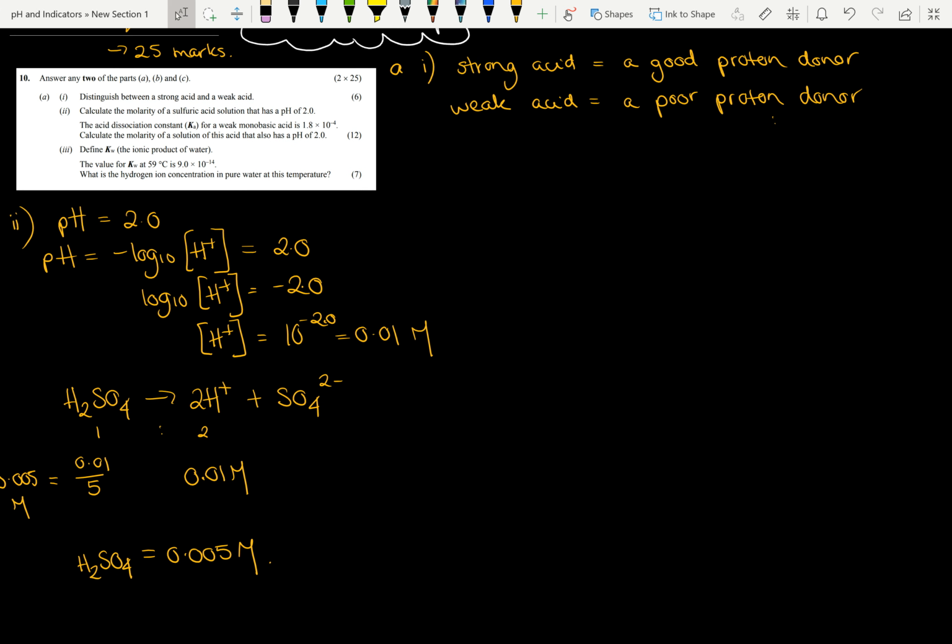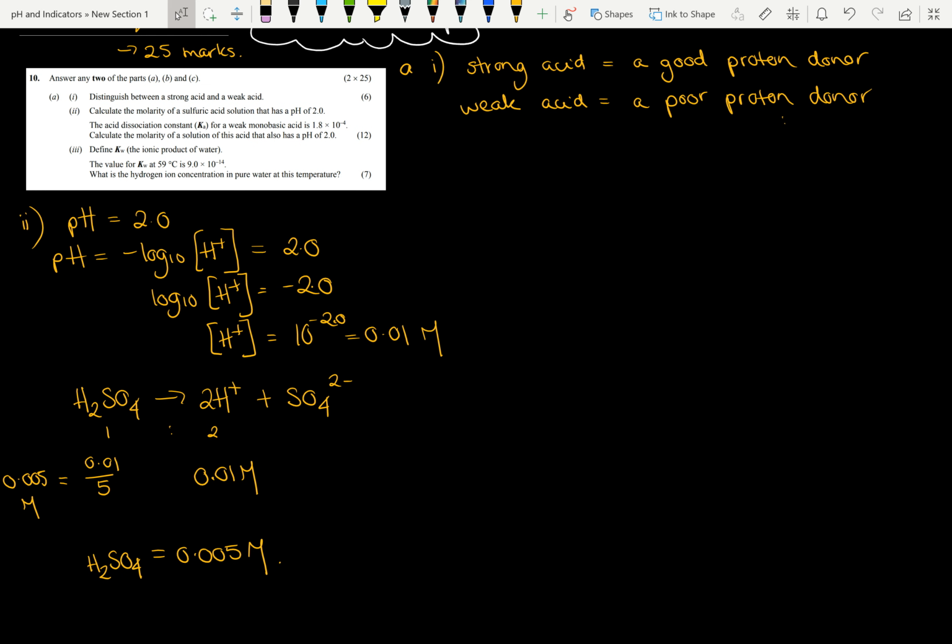Now the next question asks us to calculate the molarity of a solution of a weak acid that also has a pH of 2. Okay, now the difference between this monobasic acid and the sulfuric acid is that it's weak. So that makes our calculation a little bit different. But we already know so far that a solution of pH 2 has a hydrogen ion concentration of 0.01 moles per litre. That's what we figured out in the start of the previous calculation.